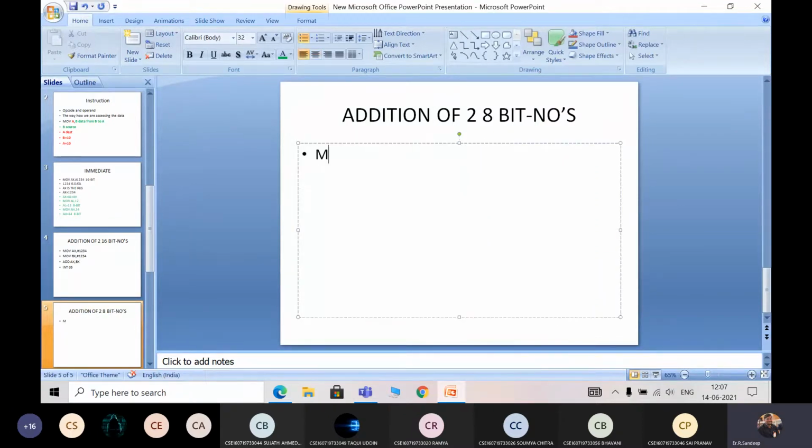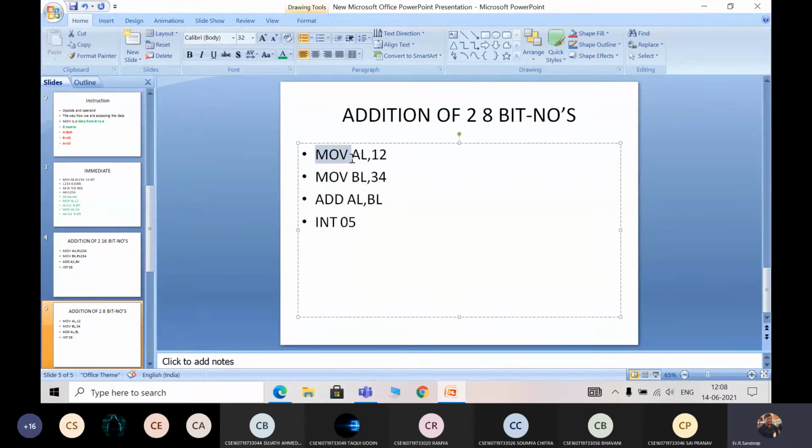How to write? It is simple. MOV AL, 12, MOV BL, one more I am taking, 34, and ADD AL, BL, and INT 05. What is this INT 05? When you are executing programs, you will know interrupt number 05 is used for stopping the program execution. It is similar to halt, HLT. Halt means stop, don't do anything. So this is addition of two 8-bit numbers. This is also a 2 marks question.